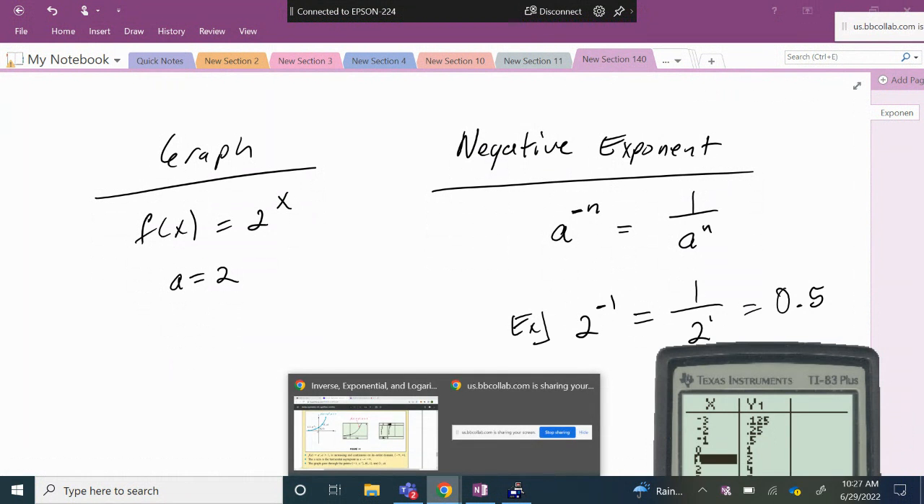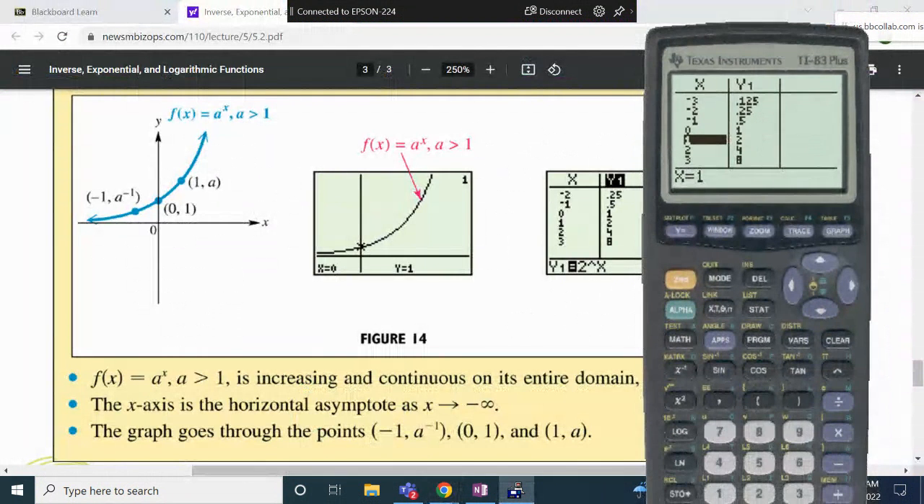So if we take a look at that graph, we see that -1 comma 2 to the negative first power, right, which is actually 1/2 or 0.5, is actually a point on our curve.